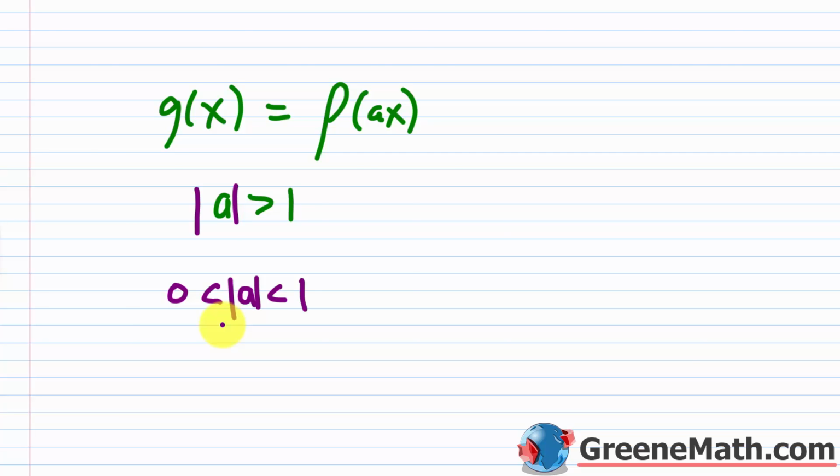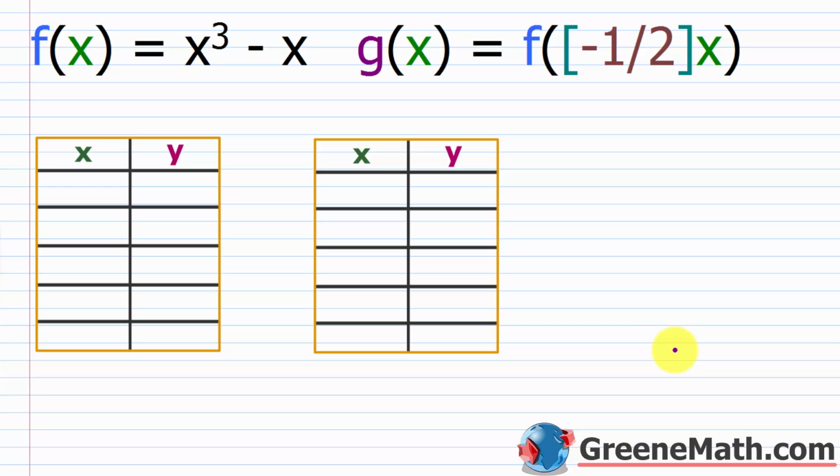So to see this, let's take a look at an example. In our last lesson, we had this f of x equals x cubed minus x. This is a good example to see a horizontal stretch or compression. And then we have g of x now, which is f of negative 1/2 x. So essentially what I'm doing is I'm plugging in a negative 1/2 x here and here, okay? So for the table of values, we can use 0. That would give me 0.